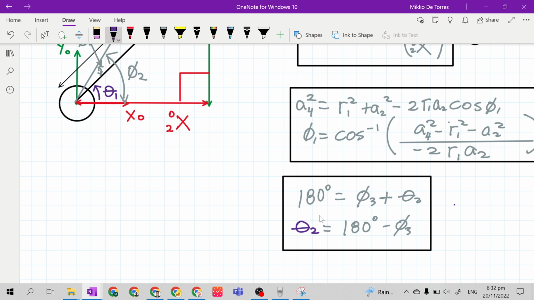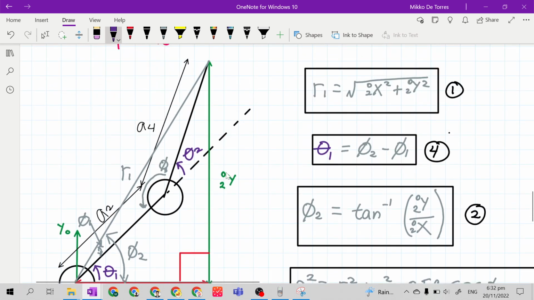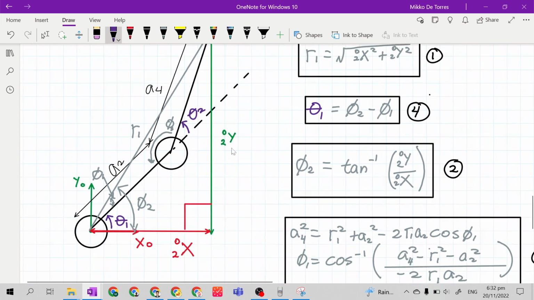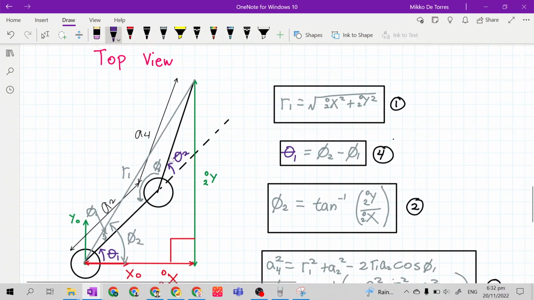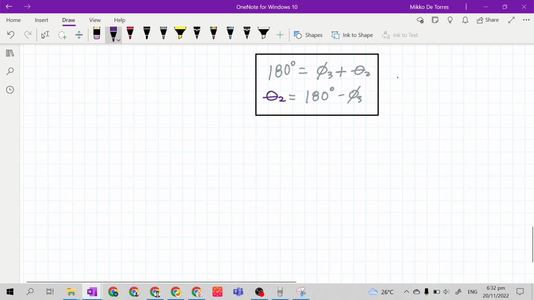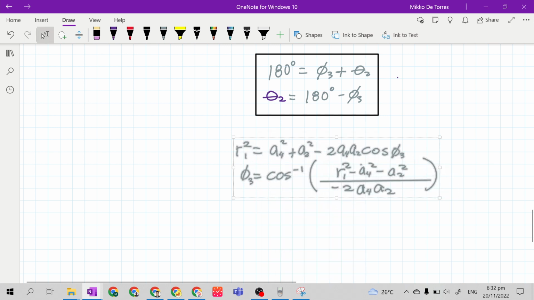Okay, so to solve this, we need the value of phi 3. We don't know yet what phi 3 is. To get phi 3, we are still inside the triangle of A2, A4, and R sub 1. A4 and A2 are given. R sub 1 is the opposite side of phi 3. So we will use the law of cosines and it will look like this.